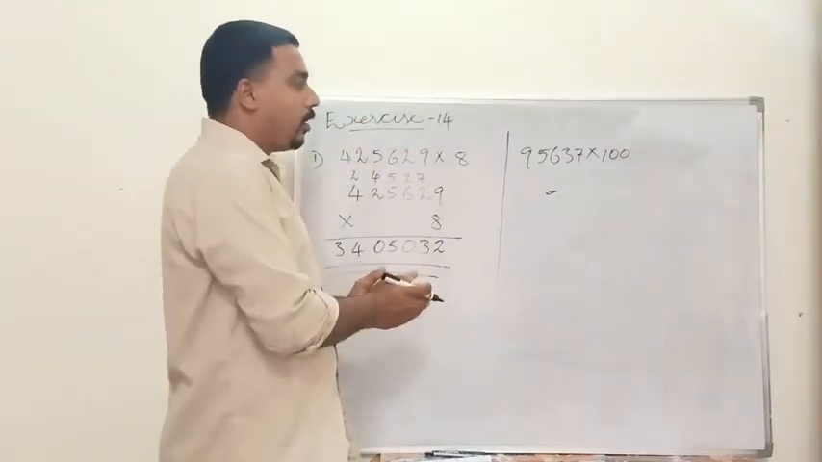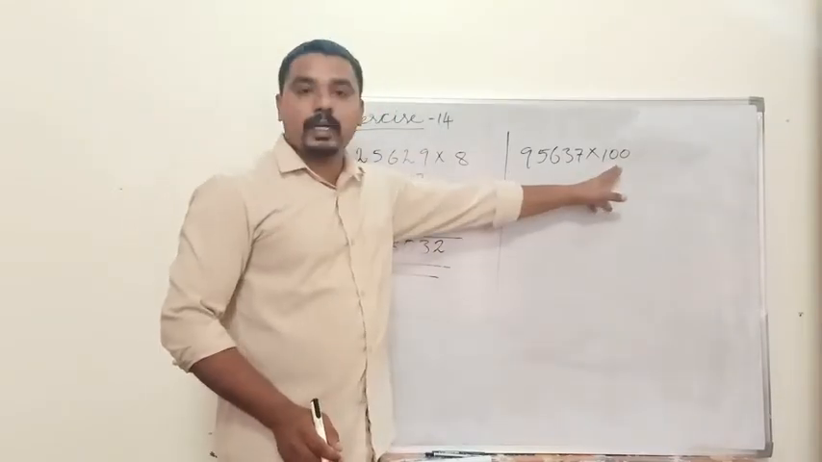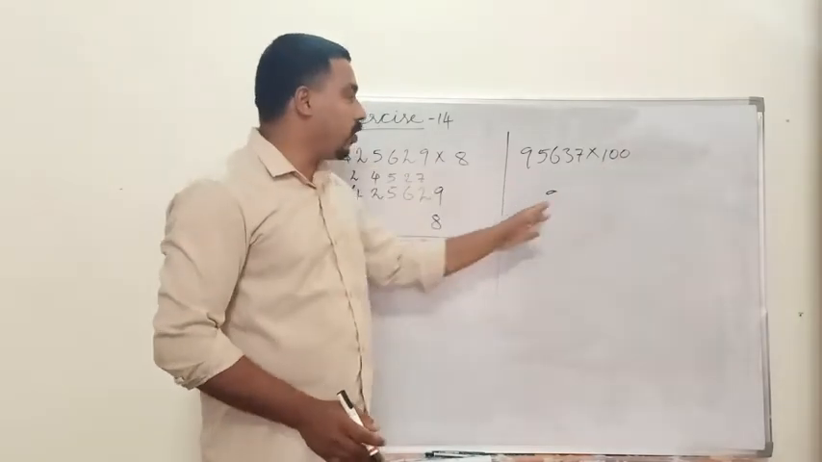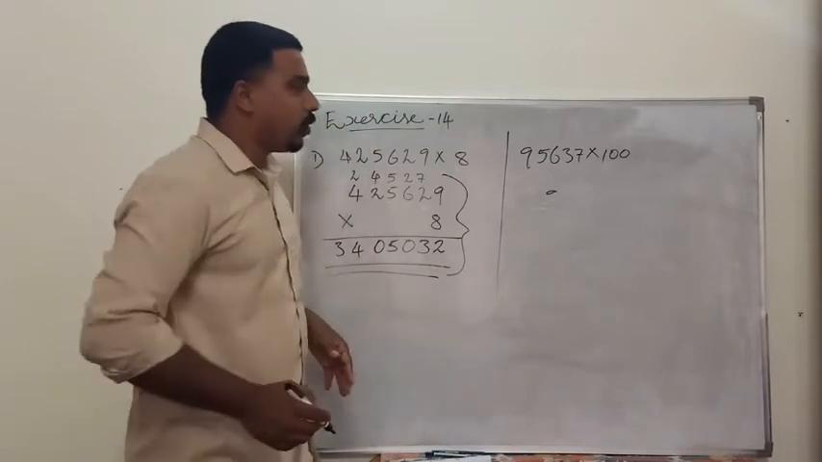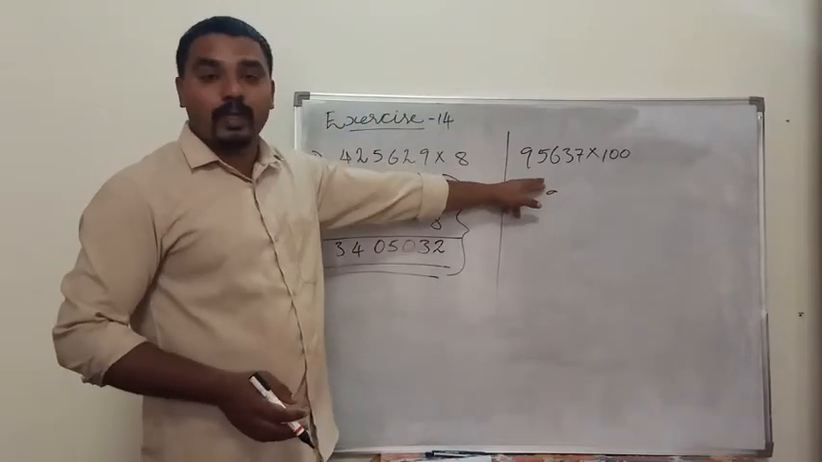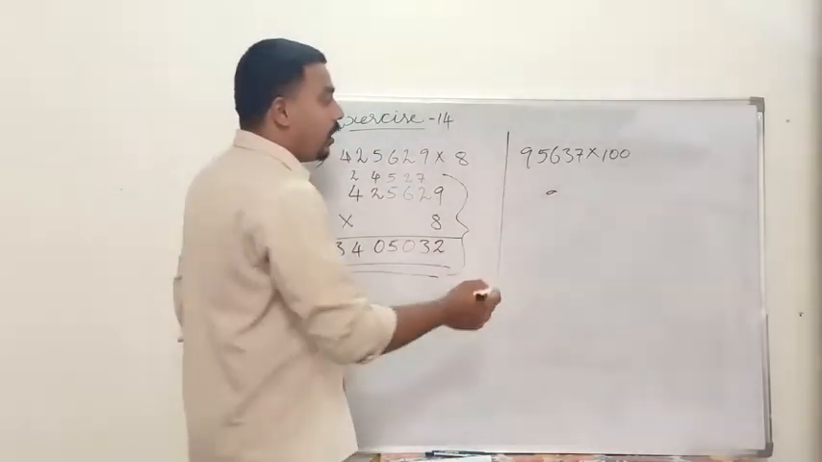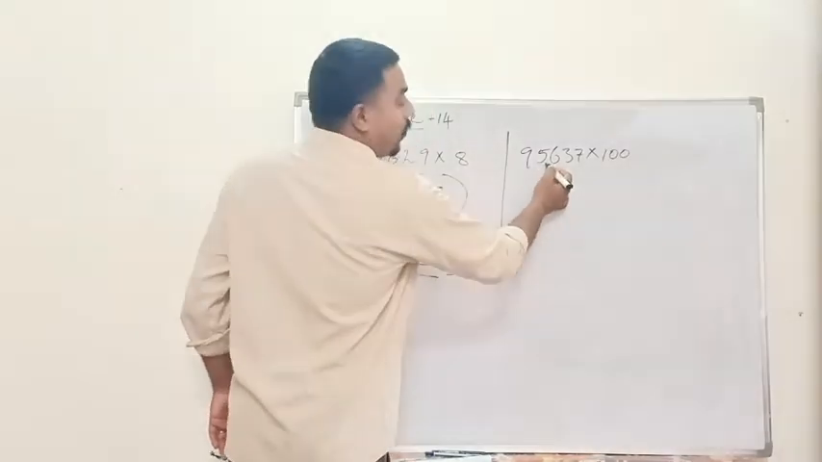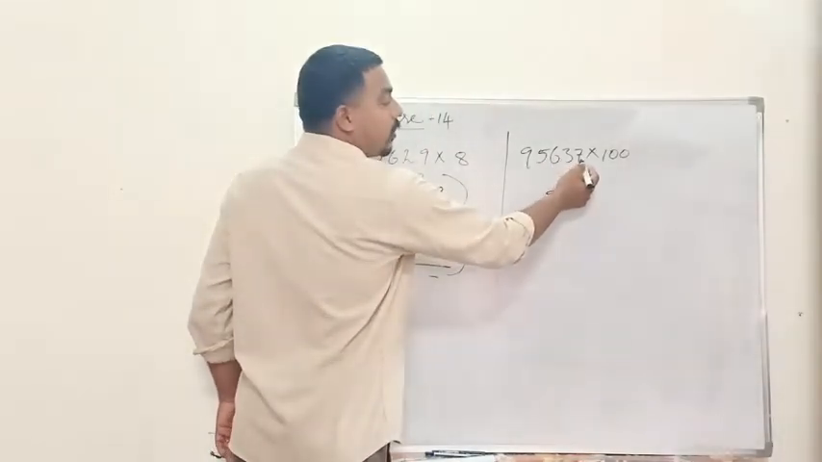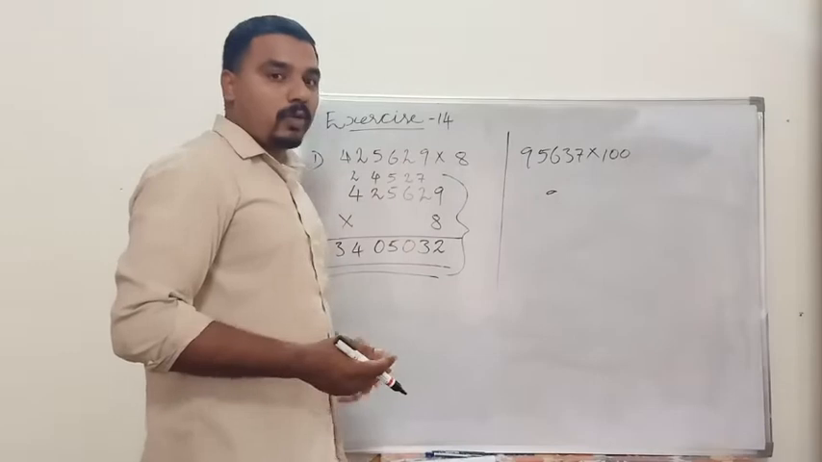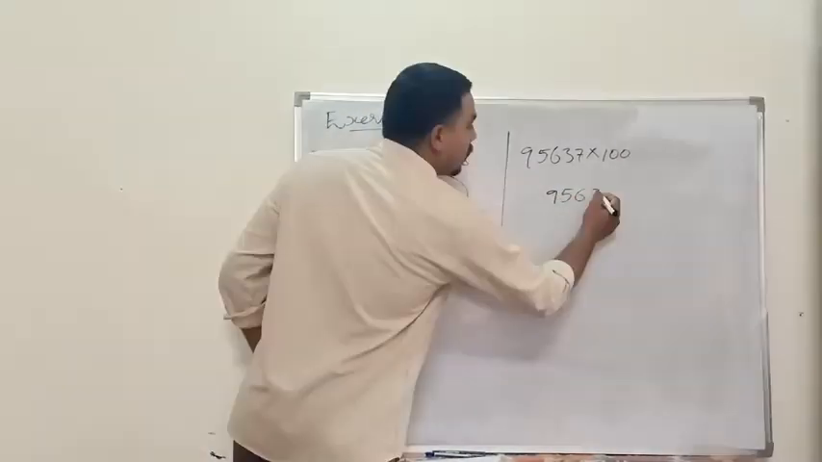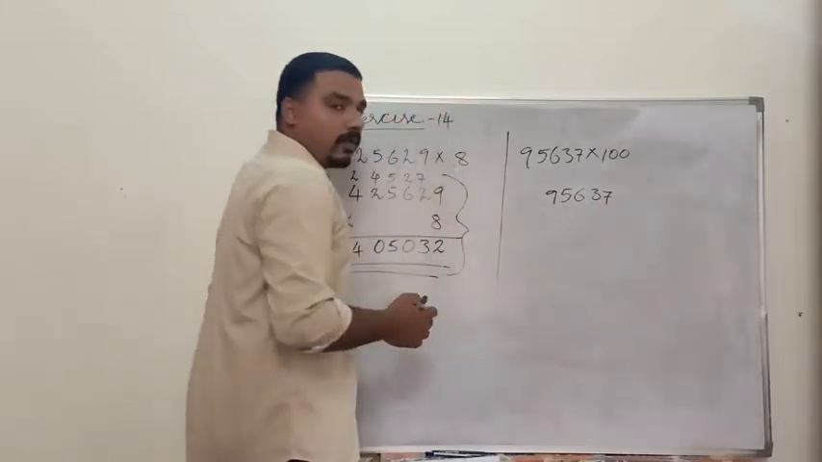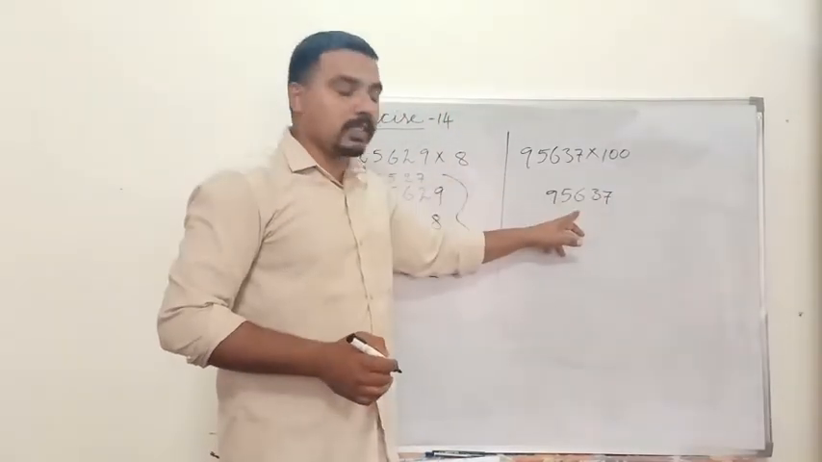When we need to multiply any number by 10, 100, 1000, 10,000, lakh, we no need to arrange the number in this way. What we have to do? Here we will use the multiplicative property of 1. That means 95,637 into 1 is equal to how much? The same number. 95,637. Okay. When we multiply by 1, we have got the same number.